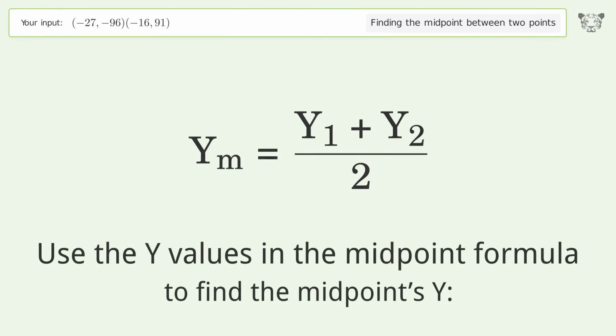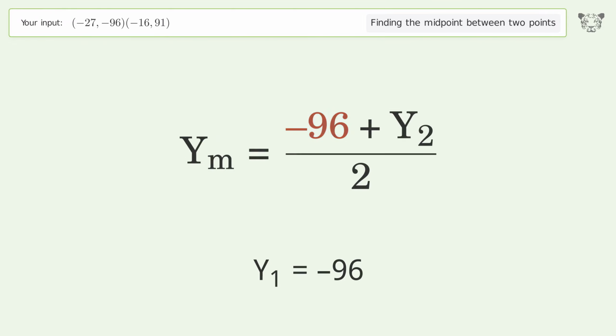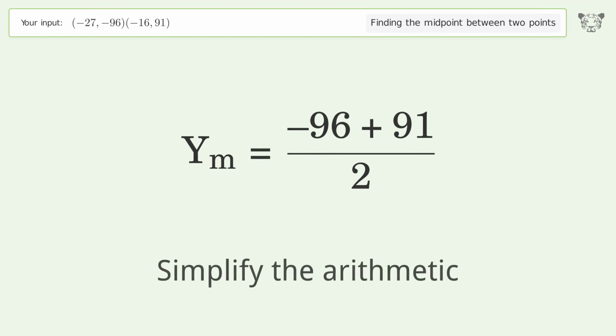Use the y values in the midpoint formula to find the midpoint's y. y1 equals negative 96. y2 equals 91. Simplify the arithmetic.